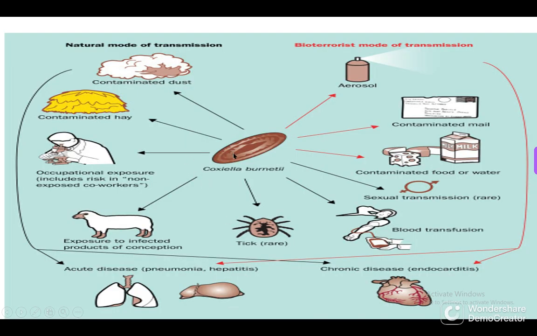This is a coccobacillus, and it can infect through contaminated dust and contaminated hay, occupational exposure, exposure to infected products, or consumption of the animals. Only ticks are important from animal to animal, not to humans. It can infect humans by blood transfusion, also sexual transmission, which is very rare.